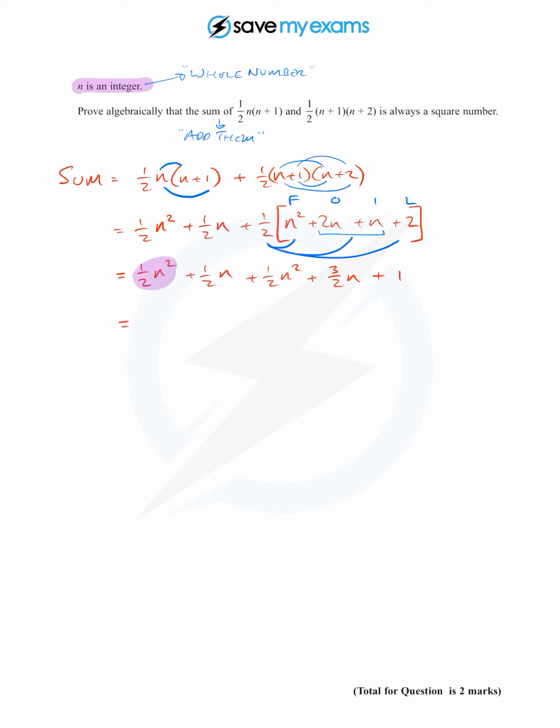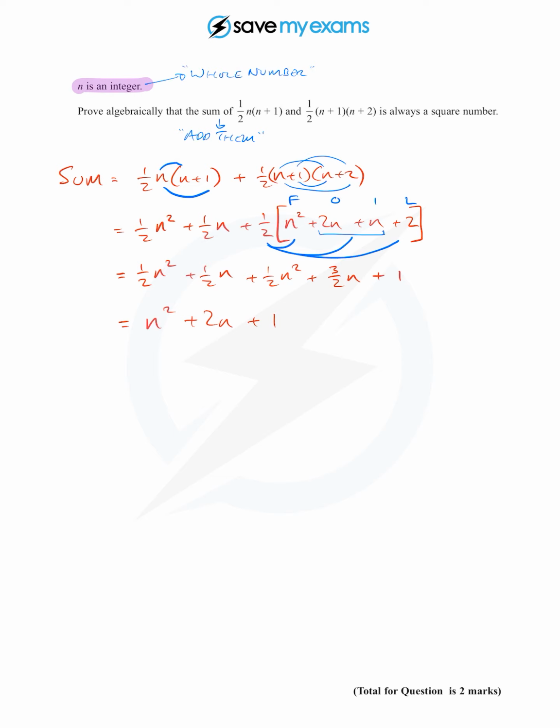And now, what about putting these things together? Well, I've got a half n squared and a half n squared. And a half n squared plus a half n squared is a whole n squared. And then I've got half an n and 1.5 n's, or 3 over 2 n's. And a half and 1.5 makes 2. So that gives me 2n, and then I've just got the plus 1 on the end. Now, is that always a square number?